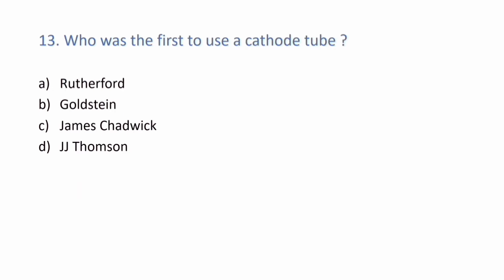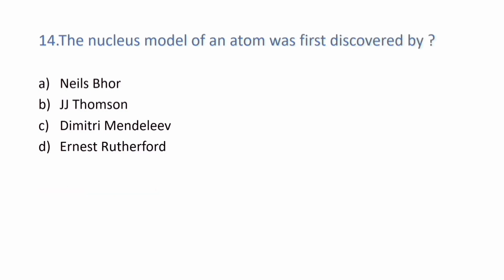Moving to the next question. Who was the first to use a cathode tube? Option number D, J.J. Thomson. So, J.J. Thomson was the first to use a cathode ray tube. The nucleus model of an atom was first discovered by. Option number D, Ernest Rutherford. The nucleus model of an atom was first proposed by Ernest Rutherford.